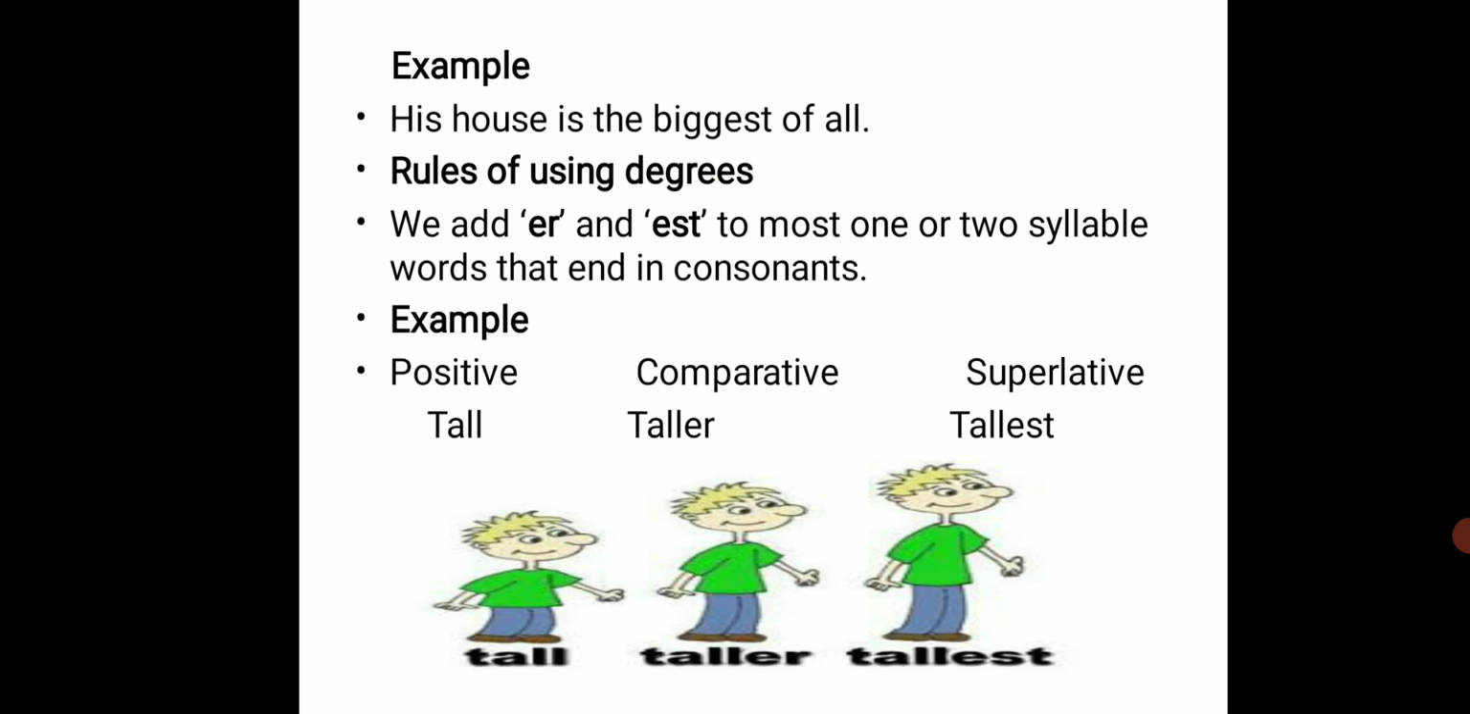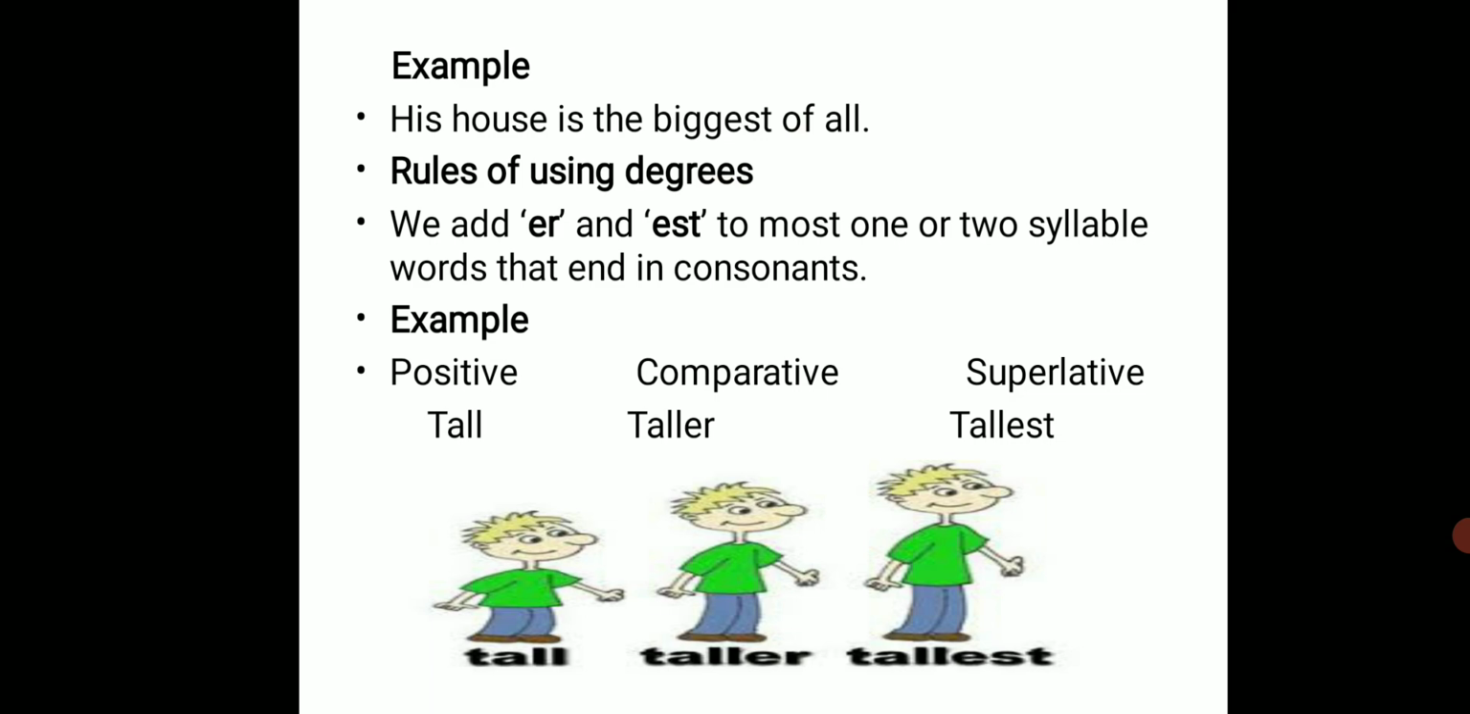And let us consider again the rules for using degrees. We add er or est to most one-syllable adjectives, or two-syllable words that end in consonants. Consider a few more examples. Look at this adjective: tall, taller, tallest. See how the adjective changes its form.